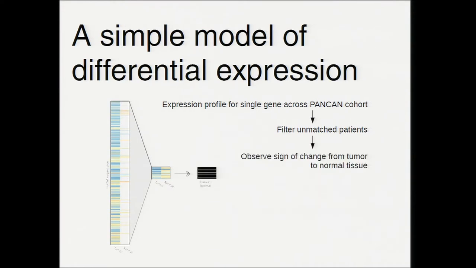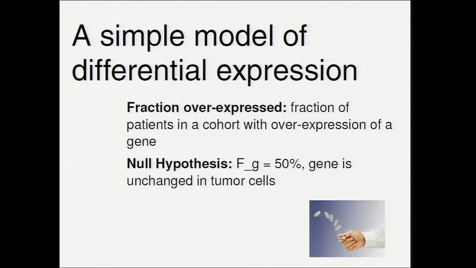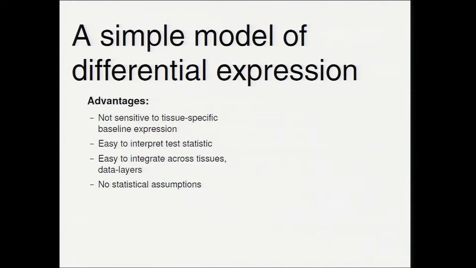Then we're going to do something that throws away even more data. We're only going to observe whether a gene has higher or lower expression in the tumor compared to the normal. And then finally, we're going to count how often that happens across a given cohort. We're going to call this statistic fraction overexpressed, and it gets at how often the gene is overexpressed in a given context. We'd expect that if a gene was under random regulation, this would happen half the time.